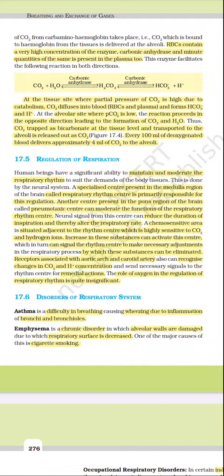Another center present in the pons region of the brain, called the pneumotaxic center, can moderate the functions of the respiratory rhythm center. Neural signals from this center can reduce the duration of inspiration and thereby alter the respiratory rate. A chemosensitive area is situated adjacent to the rhythm center, which is highly sensitive to carbon dioxide and hydrogen ions.